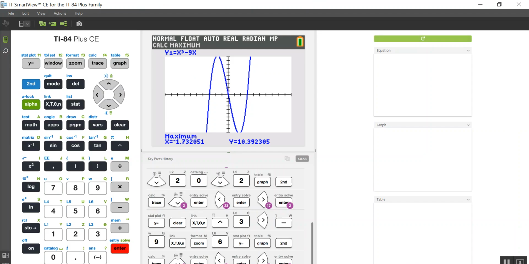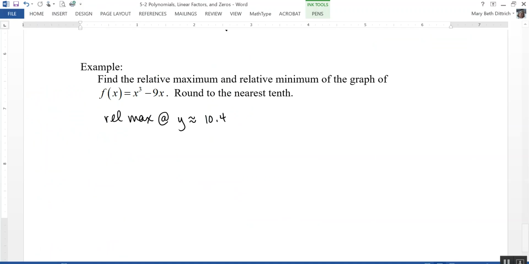And let's look at our graph again, and I would have a relative min down here, and I'm not going to take the time to calculate, but I did that earlier, that's going to be a relative minimum at y is approximately equal to negative 10.4. So in this section, we took a look at polynomials, their linear factors, and their zeros, how to find the zeros, what that means, roots, zeros, and y-intercepts, and then how to find the maximum, relative maximum, and relative minimum of a function.